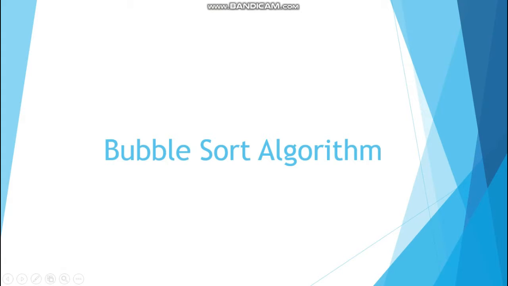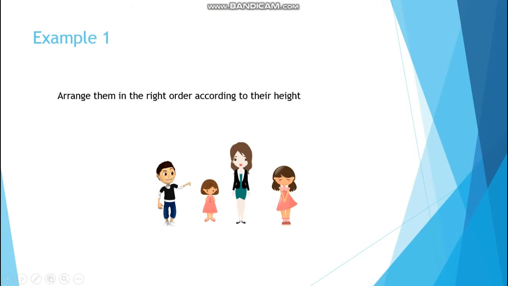And why is the word bubble used here? Because in this algorithm the element with the largest value bubbles out at the position of the last index. That element bubbles out, that's why this sorting is known as bubble sort. So let's consider a practical example of bubble sort to get a clear understanding of the concept.